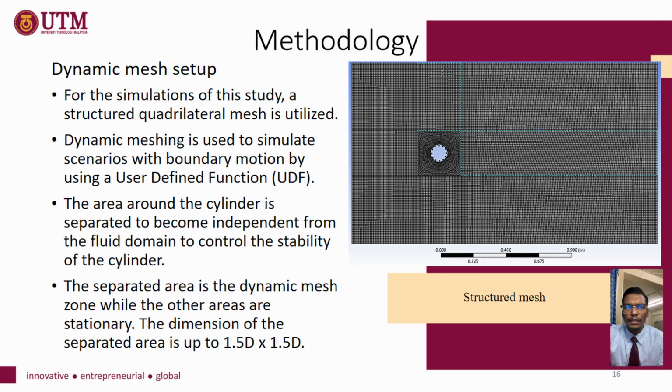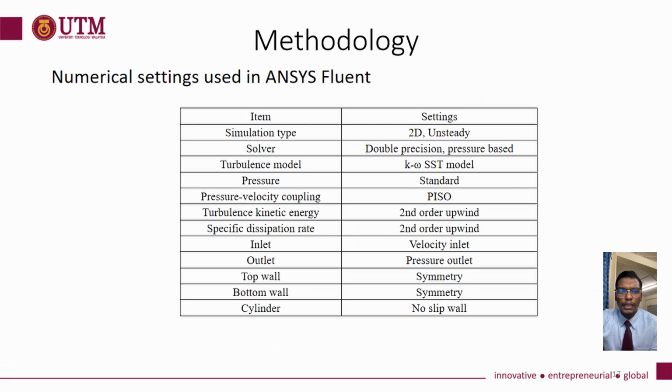For the simulation of the study, a structured quadrilateral mesh is utilized. Dynamic meshing is used to simulate the scenarios with boundary motion by using a user-defined function. The area around the cylinder is separated to become independent from the fluid domain to control the stability of the cylinder. This separated area is in the dynamic mesh zone while other areas are stationary. The dimensions of the separated area are 1.5D by 1.5D. Here we can take a look at the numerical settings used in ANSYS Fluent for this study.